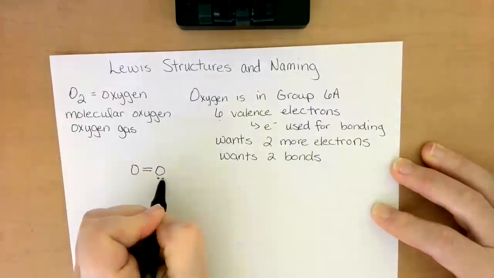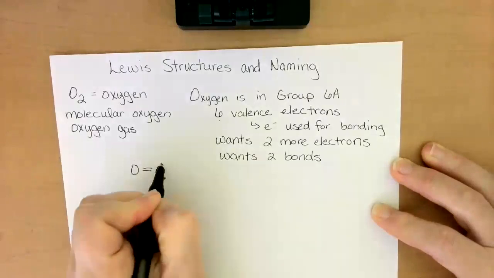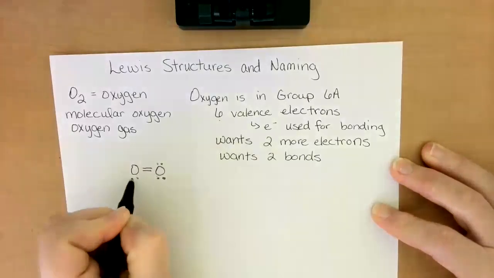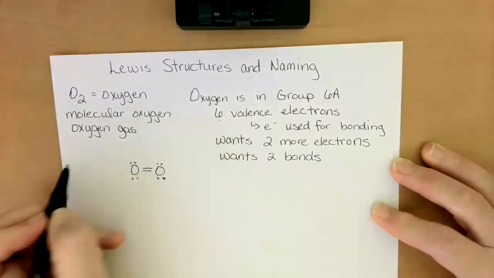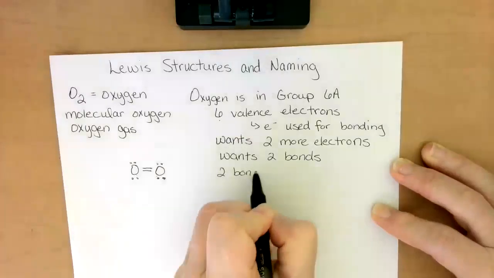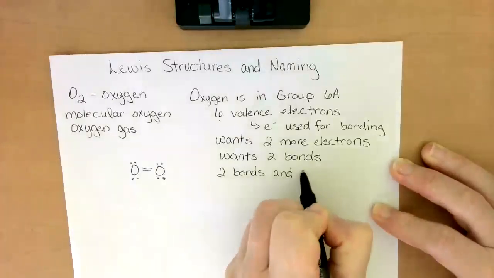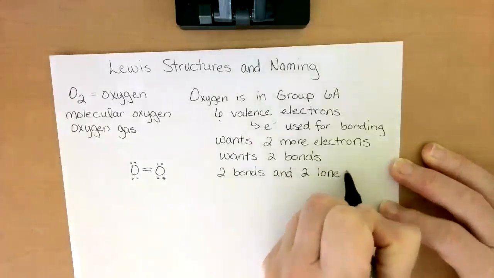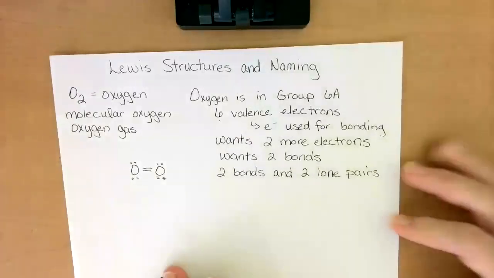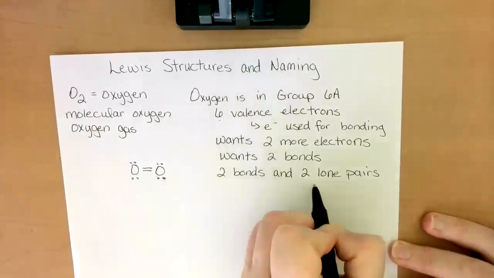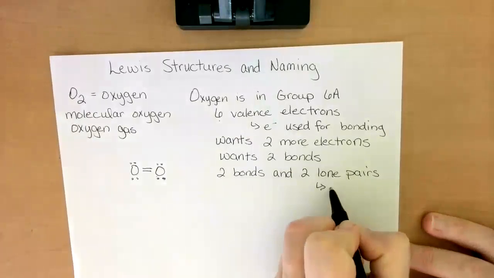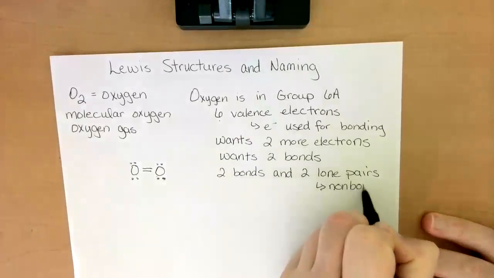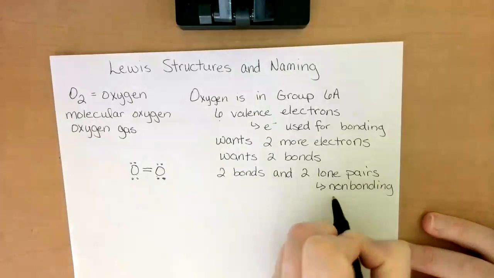I will draw those 4 valence electrons in pairs, giving each of them 2 sets of lone pairs. 2 bonds and 2 lone pairs. Lone pairs, that's the term we use for the pairs of electrons that are not forming bonds. The valence electrons that are still there that are not forming bonds. Call them non-bonding valence electrons.